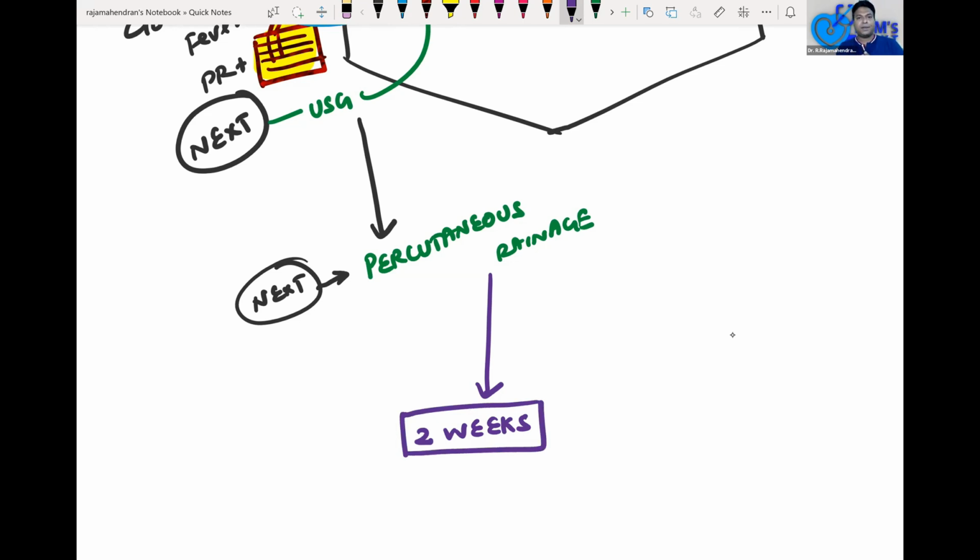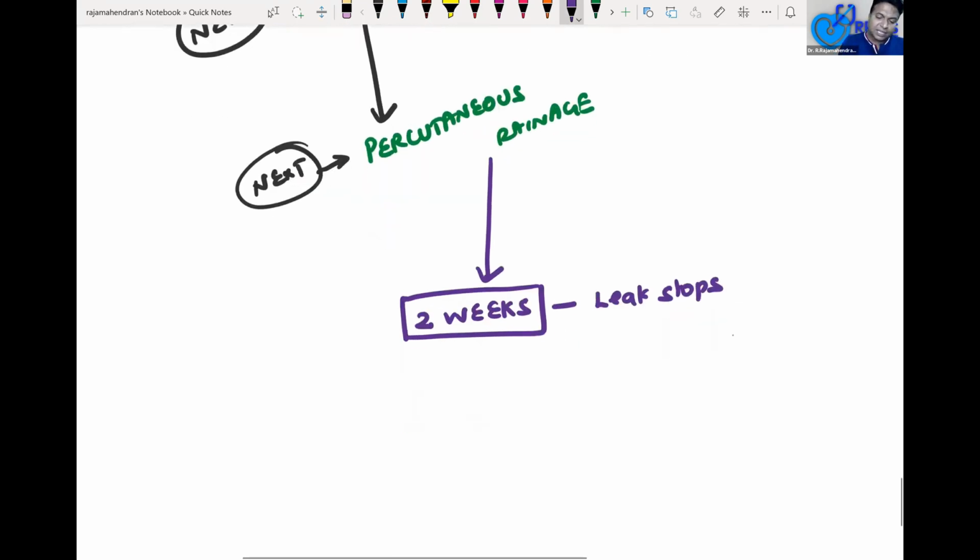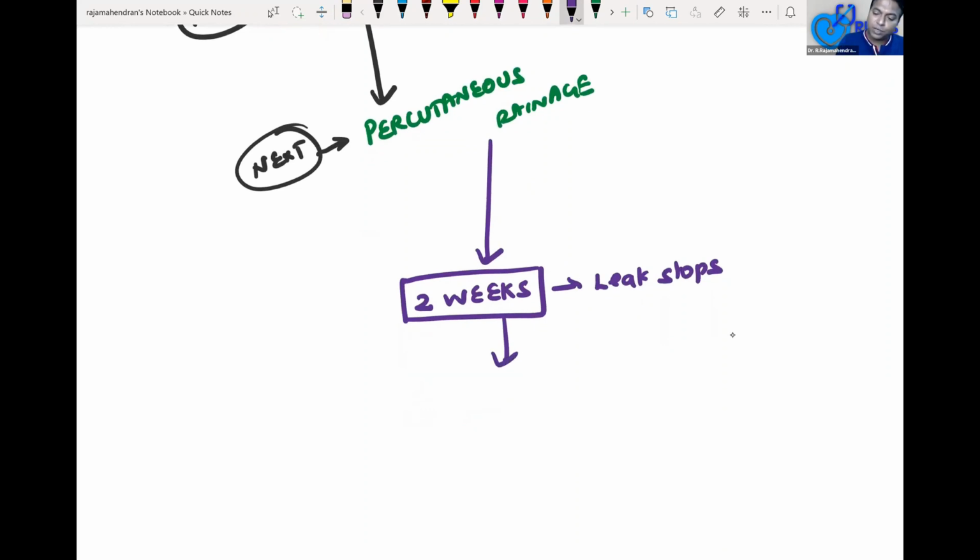In 2 weeks, 90% of the leaks will settle. The leak stops in 90% of cases within 2 weeks. If it stops, no need to worry, and you can do an MRCP at 8 weeks. If the leak is not stopping, what should I do?